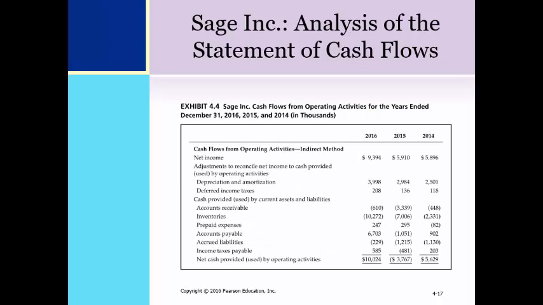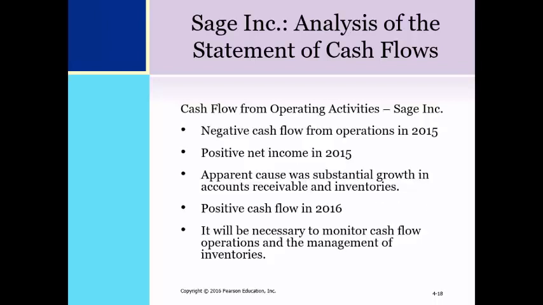This is the operating activities section of the statement of cash flows for Sage Inc. for the periods ending December 31st, 2016, 2015, and 2014. As shown in the statement, the cash flows from operations for 2015 were negative, even though the company had positive net income in this year.